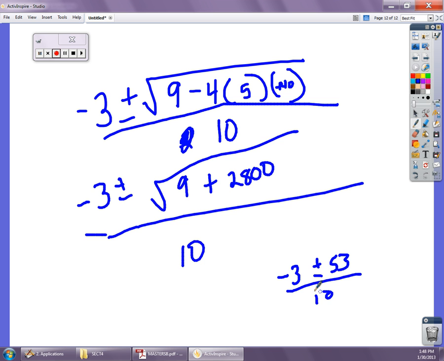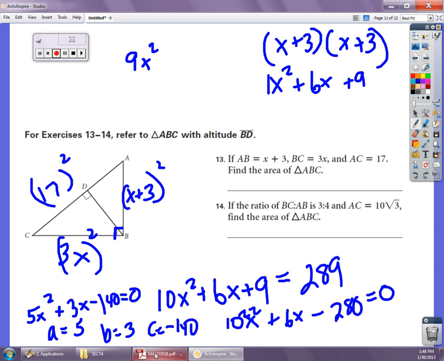Now, negative 3 minus 53 won't work because remember we need positive answers because these are lengths. So negative 3 plus 53 is 50 divided by 10. You end up with x equals 5. Now that I know x equals 5, I can solve this because I know that this side is x plus 3. So this side of the triangle is 8. And this side was, remember, 3 times x, which is 15.